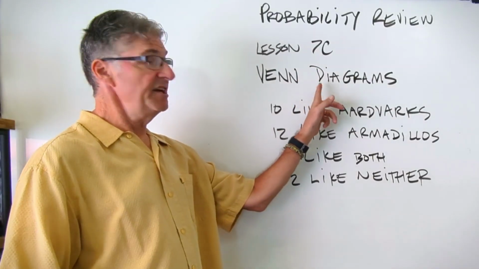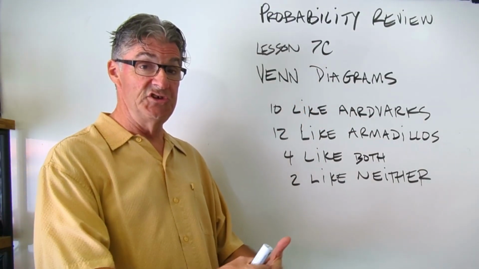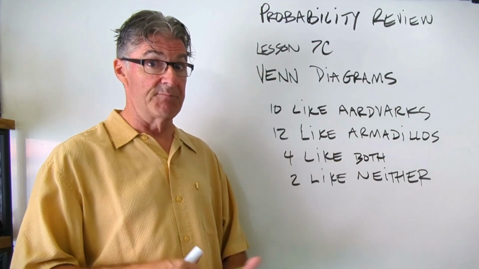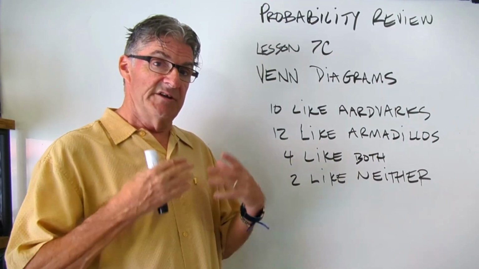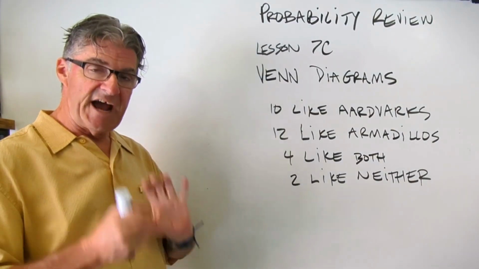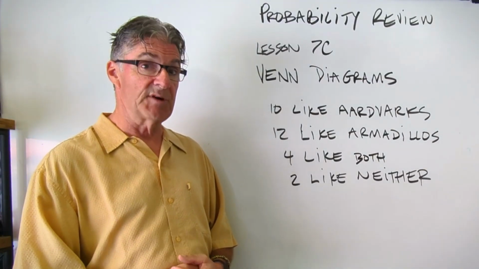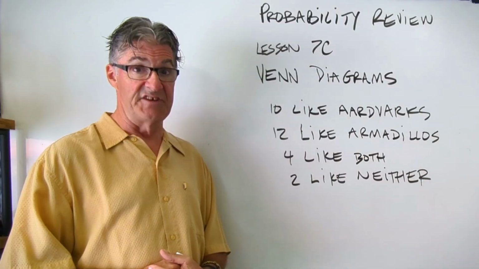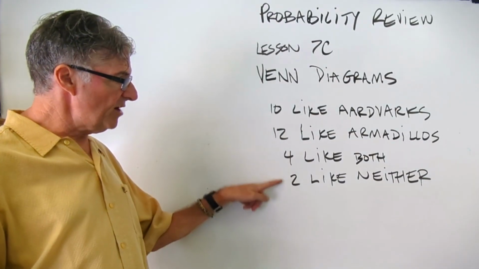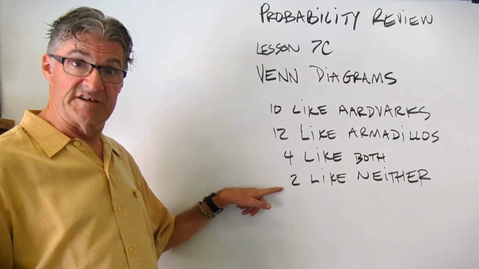Lesson 7c introduced Venn diagrams, which we continue to use throughout this straight up probability section. So to make a Venn diagram, you might be given something like this, and then you're asked to create that Venn diagram, and then you're going to be asked some probability questions based on the Venn diagram. So if you'd like a little practice, go ahead and use this information to make a Venn diagram.